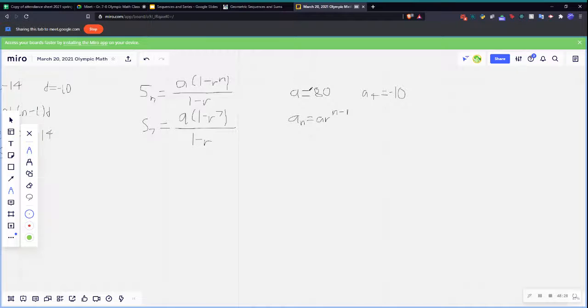All right. So we can substitute some values in. So we can substitute a in here. So we have 80 times r. R is what we're trying to figure out. We don't know that. And n would be equal to 4. Well, say we're applying this equation to the fourth term. N would be equal to 4 minus 1. So let's rewrite that as 3. 80 times r to the exponent 3. That gives you negative 10.